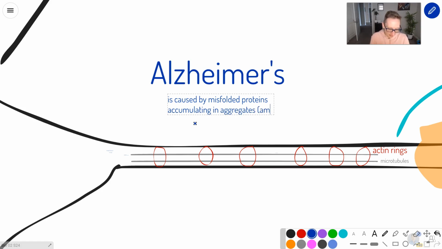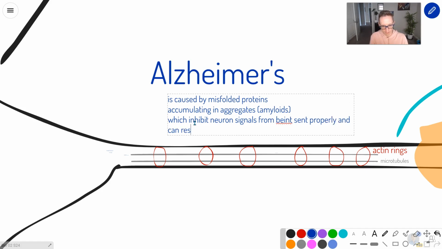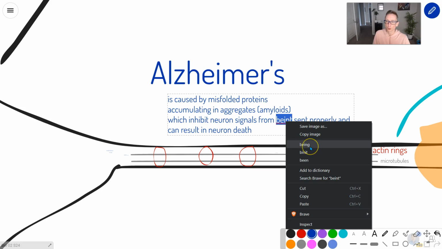Special word for that is amyloids, which inhibit neuron signals from being sent properly, and can result in neuron death. And it's a progressive illness. It gets worse as it goes on, and you see why.